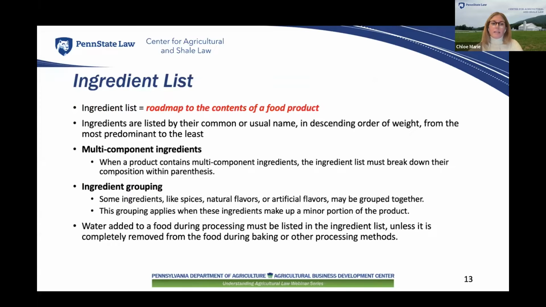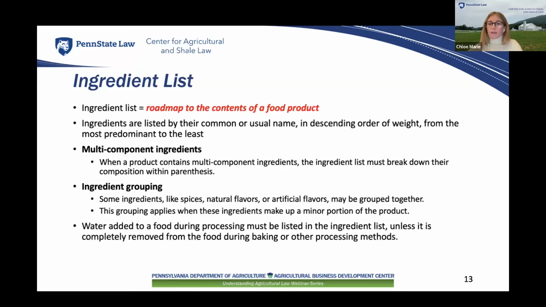So the ingredient list. All ingredients in a product must be listed by their common or usual name in descending order of weight from most to least. So if a product contains a multi-component ingredient, you need to list the ingredients that make up that ingredient separately in parentheses directly after that main ingredient name.